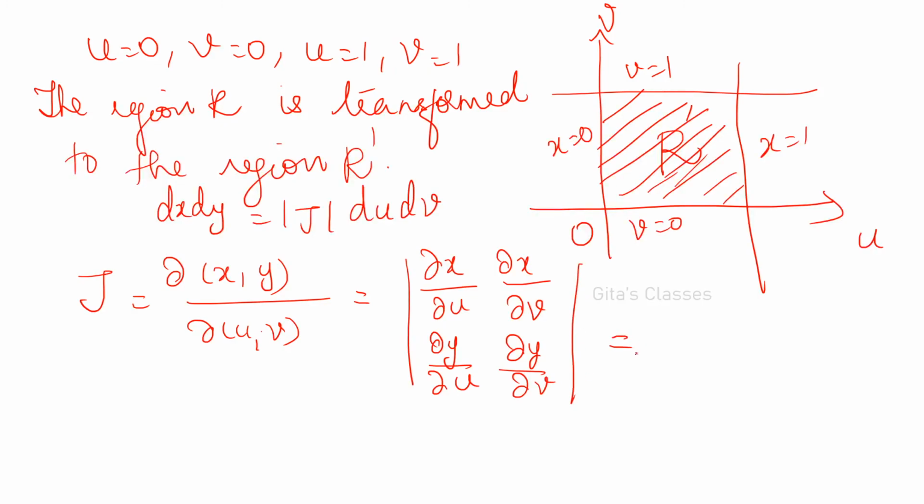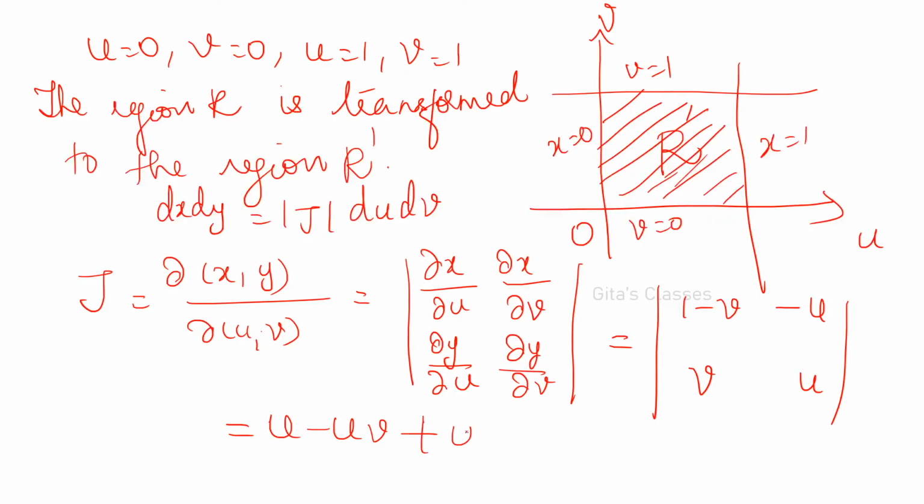This is equal to, when you substitute, you will be getting 1 minus v, minus u, v and u. So this is equal to 1 minus u into 1 minus v. So u minus uv, minus of minus, so it will become plus uv. So uv and uv will get cancelled. This is equal to u. Okay. So dy dx is equal to, therefore dy dx is equal to u into du dv.